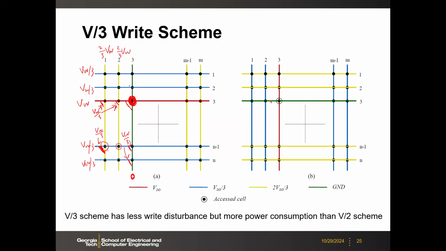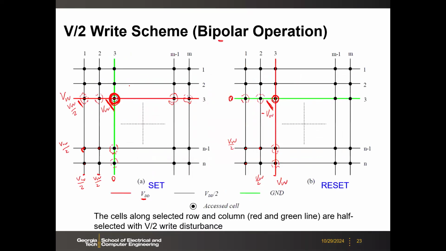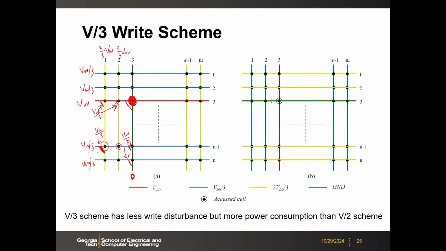So compared to the previous one, those cells will see larger disturb voltage. But then for these totally unselected cells, they will see 0. So they are kind of different. But here, all the other cells will see V over 3, right? So each will see less disturb voltage, but all of them will see it, okay?